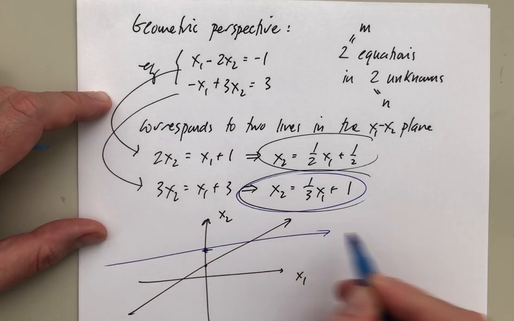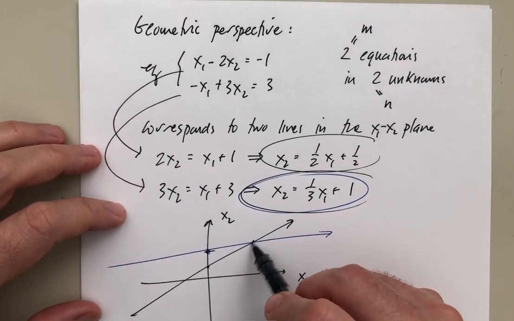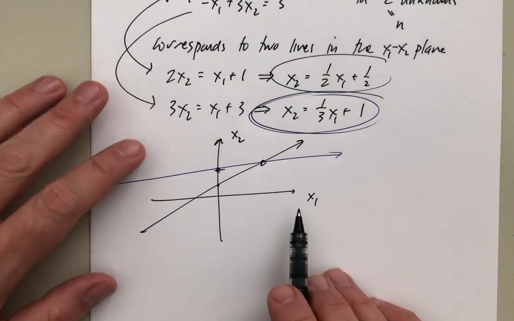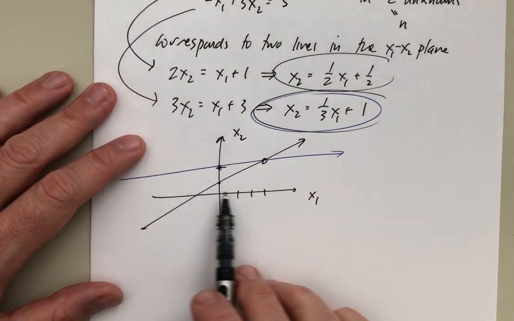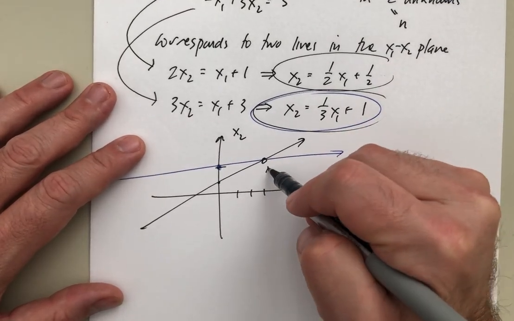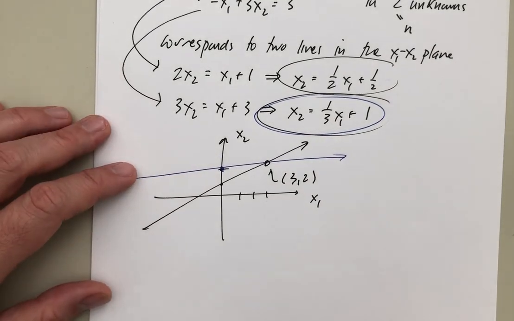So something like this, that's the second line. And now you see the solution. The solution will be a choice of x1, x2 that satisfies both of these lines. In other words, the intersection. It's not quite to scale here, but it looks about 3, 2. My picture's not precise here, but you can see that it's something like 3, 2.